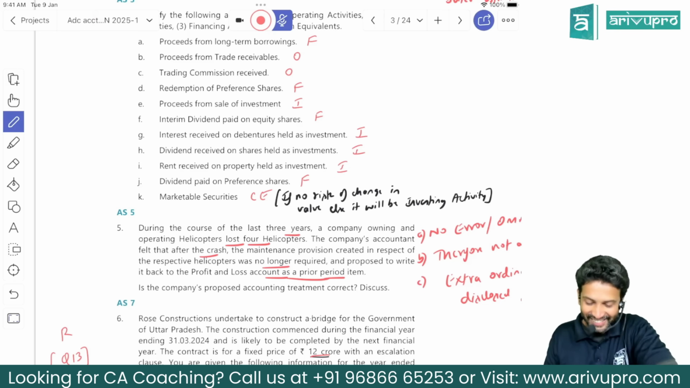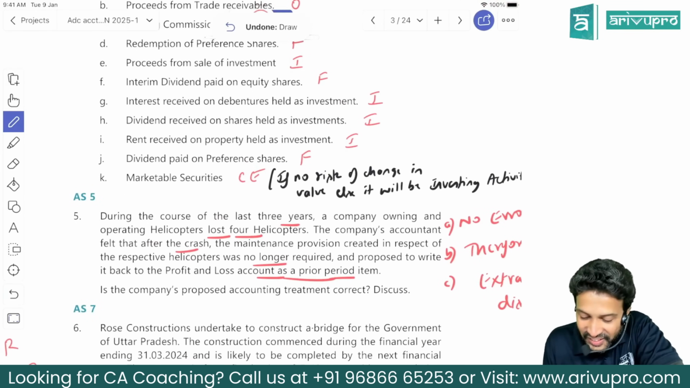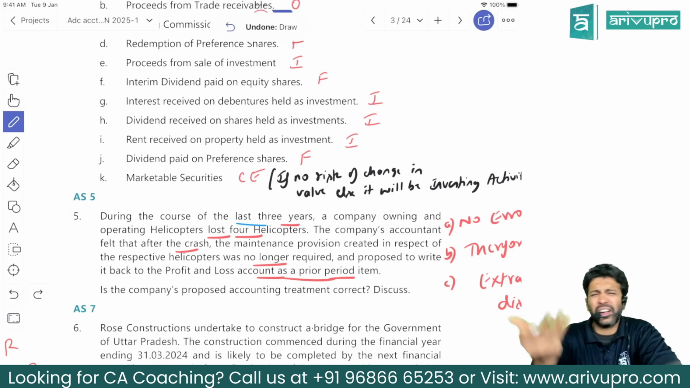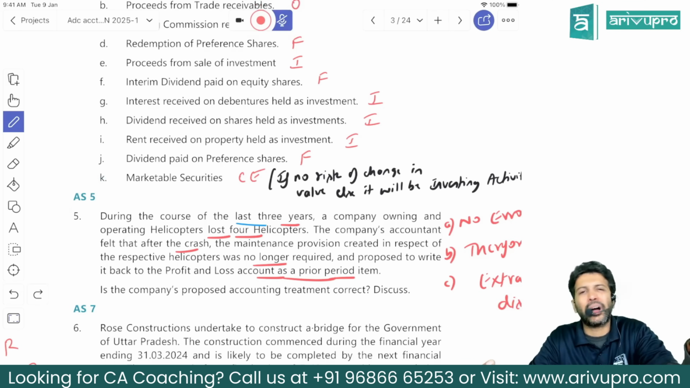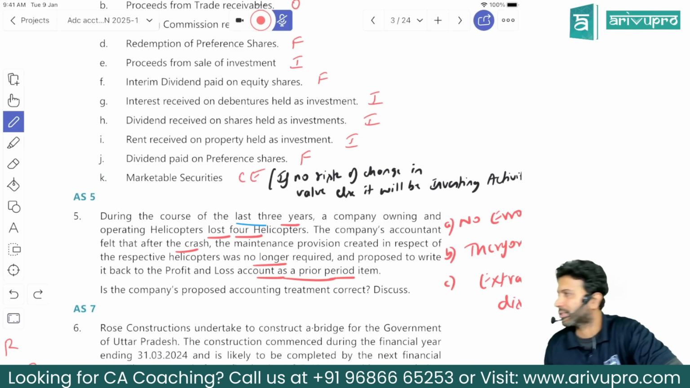Okay. Alright. Now AS5's next question. During the course of the last 3 years, company, there's an AS5. In AS5 we only talk about a few things. What are those few things? Prior period item, accounting estimate, accounting policy change, etc. So it's a question based on this.